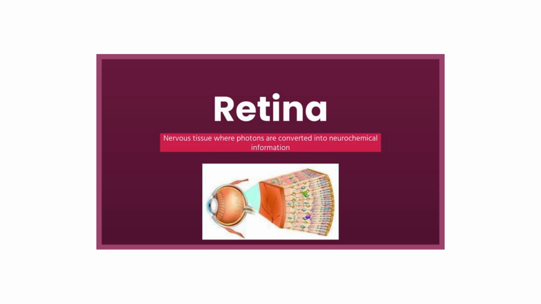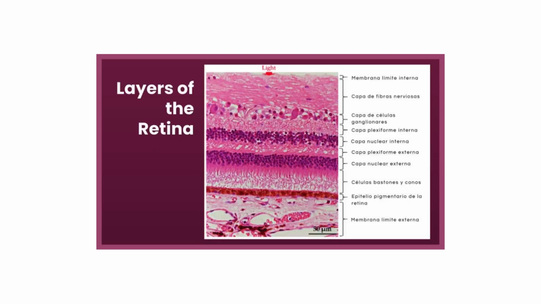The retina is divided into the following layers: inner boundary membrane, nerve fiber layer, whose axons collectively constitute the optic nerve, the ganglion cell layer, the inner plexiform layer, the inner nuclear layer, the outer plexiform layer, and the outer nuclear layer. This layer consists of nuclei of rod and cone cells, followed by the retinal pigment epithelium and the external boundary membrane.